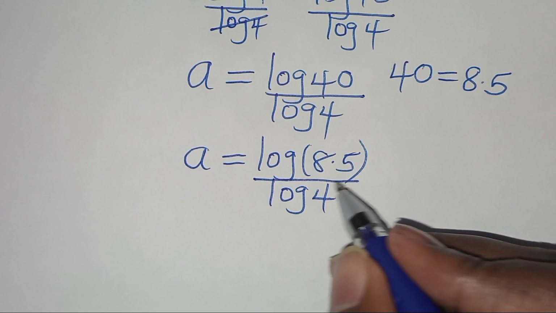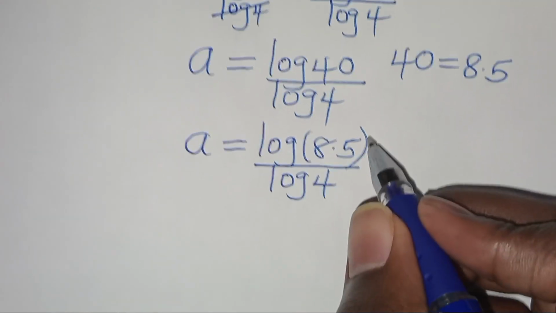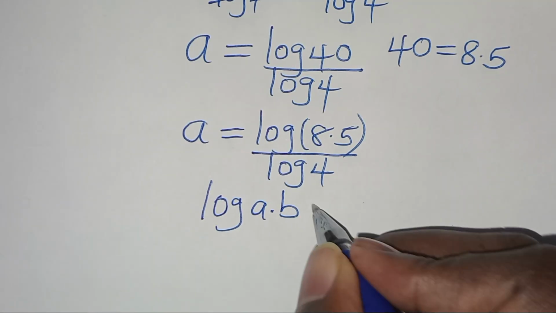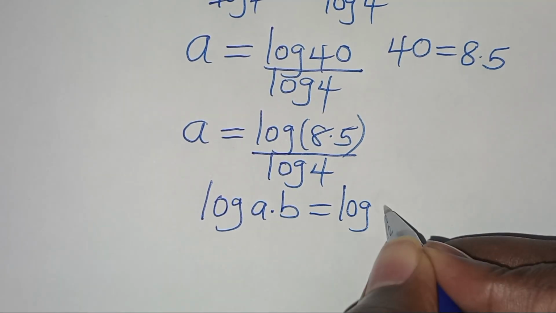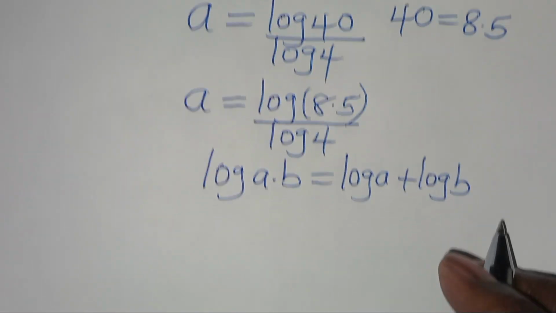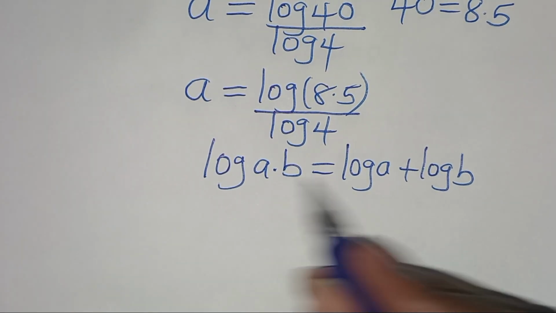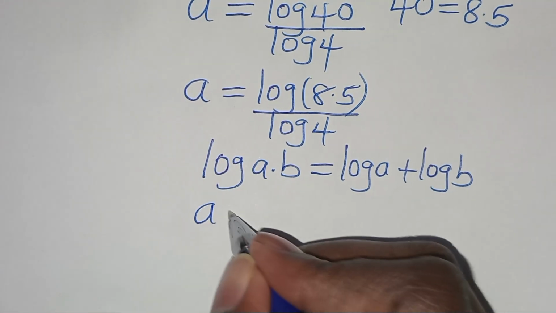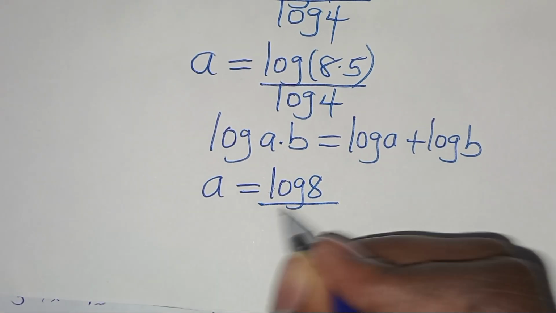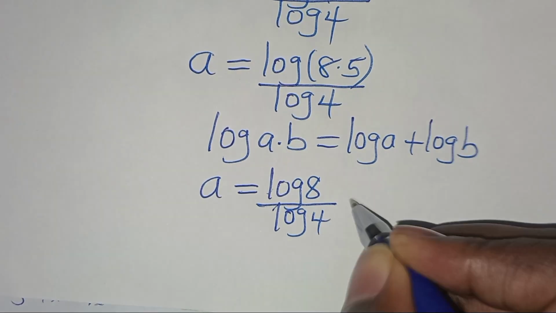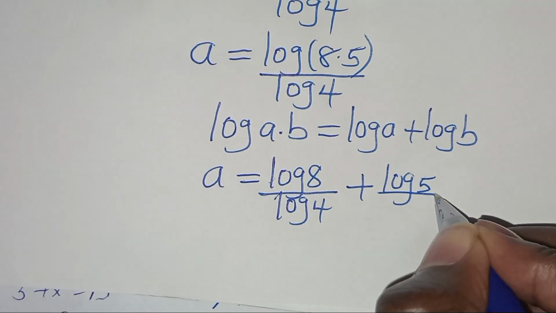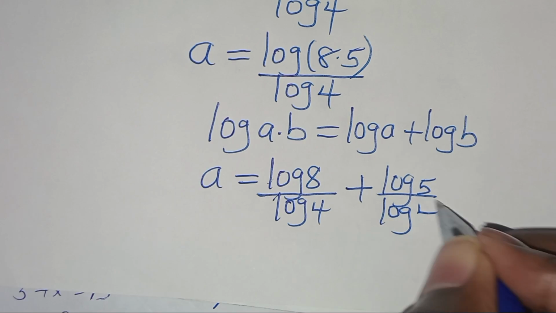So from here, we have that log 8 times 5. This is in the form of log a times b, which we can express as log a plus log b. Applying this logarithm property from here, we have that a is equal to log 8 divided by log 4 plus log 5 divided by log 4.